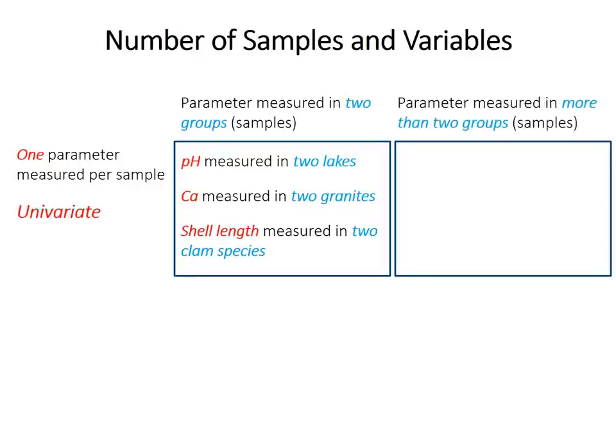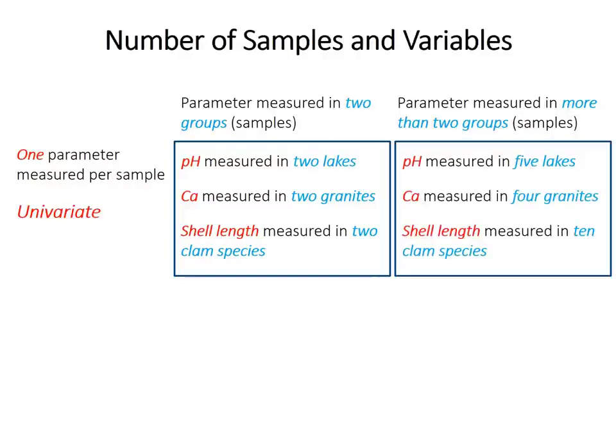If there are more than two samples, if you have more than two groups that you've made measurements from, then you'll need to choose a different test. To be discussed later, in actuality, all these tests are particular cases of a more general method, but we're not going to get into that. So for example, you might have pH measured in 5 different lakes. pH is one variable, so it's univariate, but you have 5 samples, 5 different lakes. You might have calcium in 4 granites, shell length in 10 species. So basically the difference is whether you have just 2 samples or more than 2 samples.